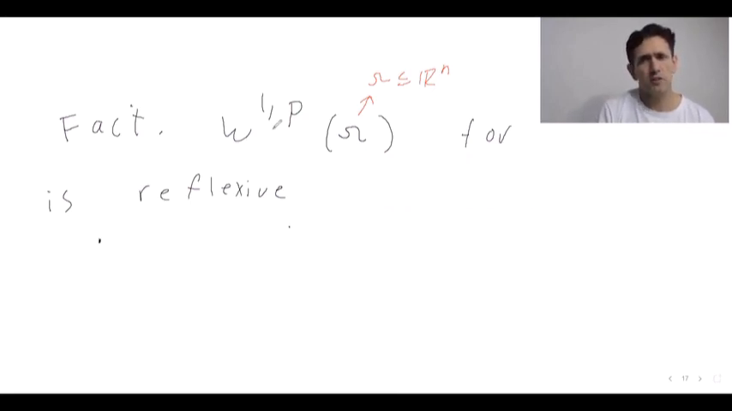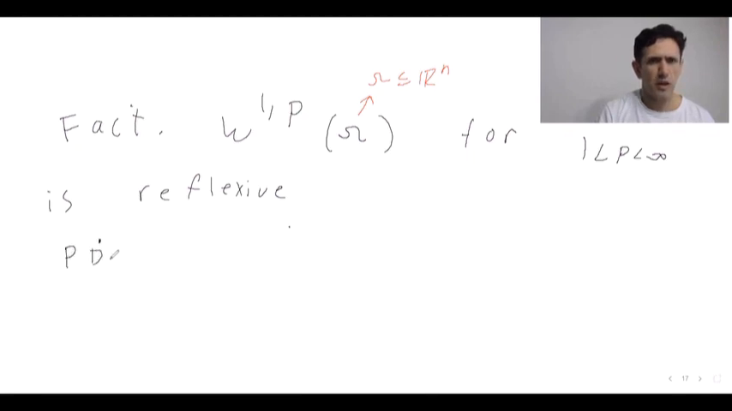Actually, the dual space of the Sobolev space is a gigantic pain. It's very difficult to really deal with, so you would not prove it directly. You just use the fact that it's a closed subset of basically a direct sum of L^p. But anyway, this is reflexive. So that means the Banach-Alaoglu theorem holds for the Sobolev space, for p between 1 and infinity.